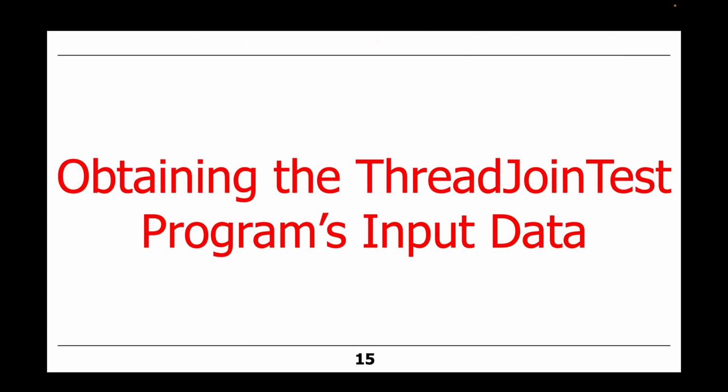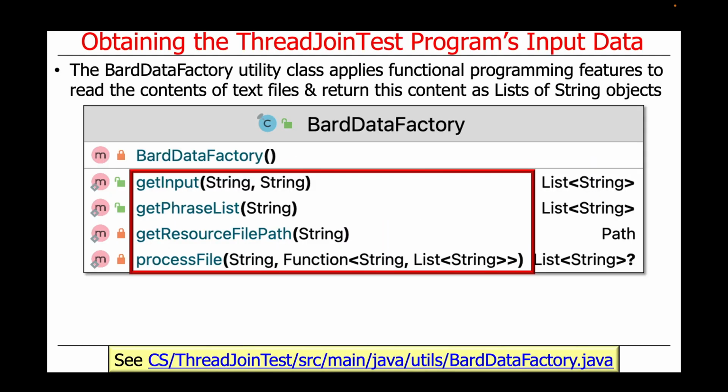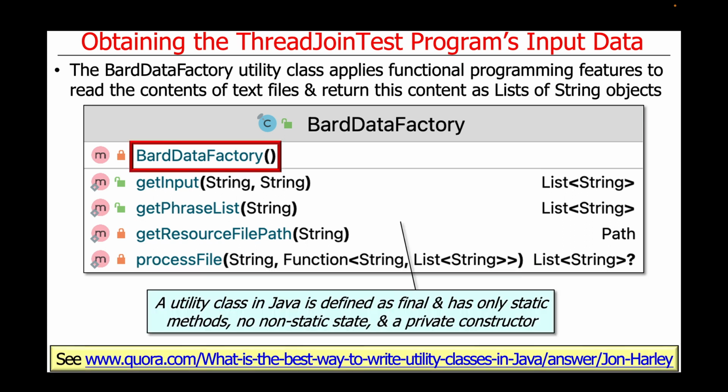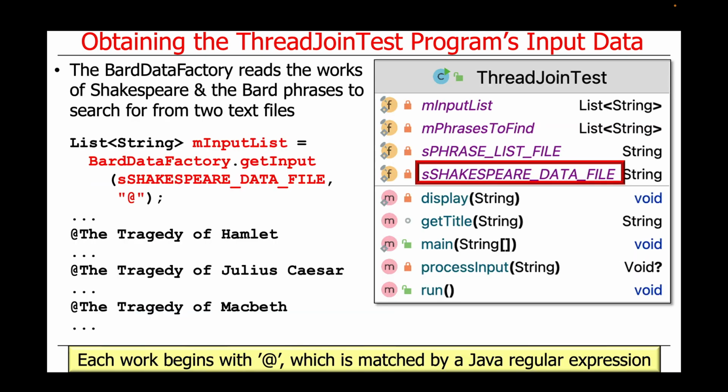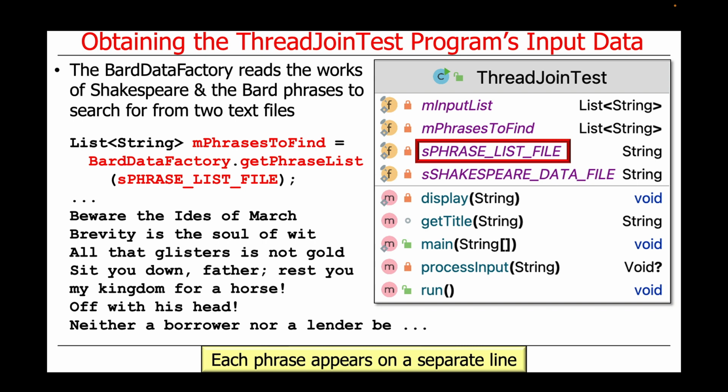The remainder of this lesson will focus largely on how the ThreadJoinTest program obtains its input data. The BardDataFactory utility class applies Java functional programming features to read the contents of text files and return this content as lists of string objects. A Java utility class is defined as final and has only static methods, no non-static state, and a private constructor. One text file contains the complete works of Shakespeare, where each work begins with an @ sign, which will match with a Java regular expression, as shown momentarily. The other text file contains the Bard phrases we want to search for. Each phrase appears on a separate line, as shown here.